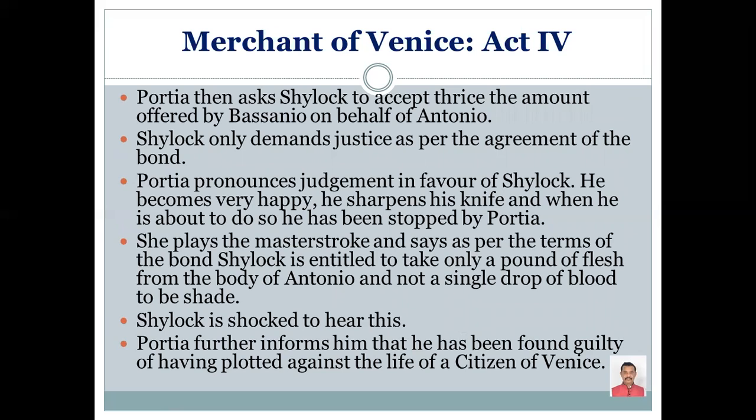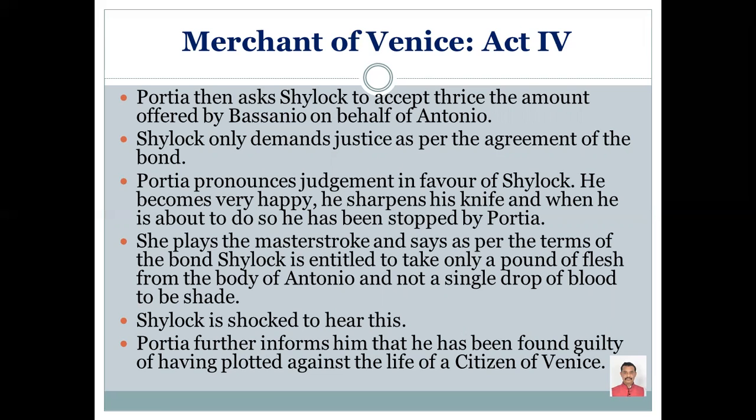Portia then pronounces the judgment in favor of Shylock. And when Shylock hears that, he becomes very happy. She allows Shylock to take 1 pound of flesh from Antonio's body, and she also tells Antonio to unbutton his chest so that Shylock can cut 1 pound of flesh from his body. Shylock is very happy. He starts dancing with happiness, and he sharpens his knife, ready to cut 1 pound of flesh from the body of Antonio.